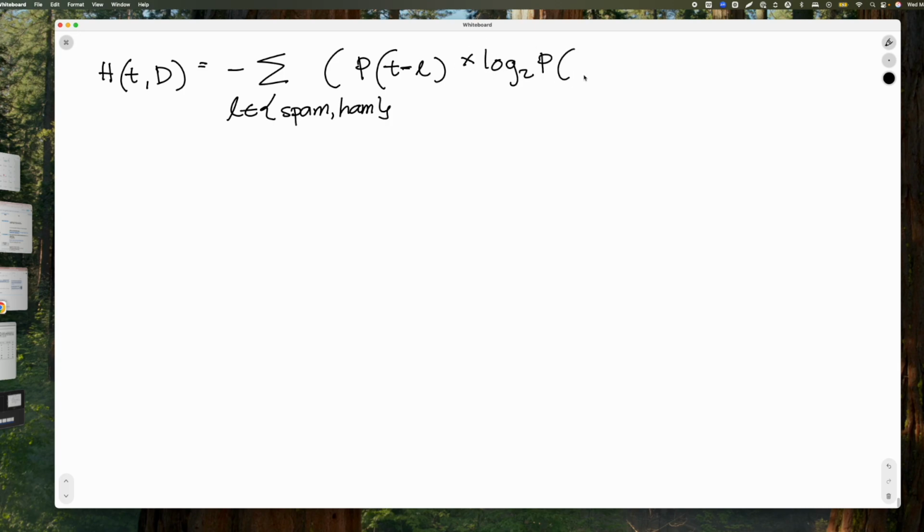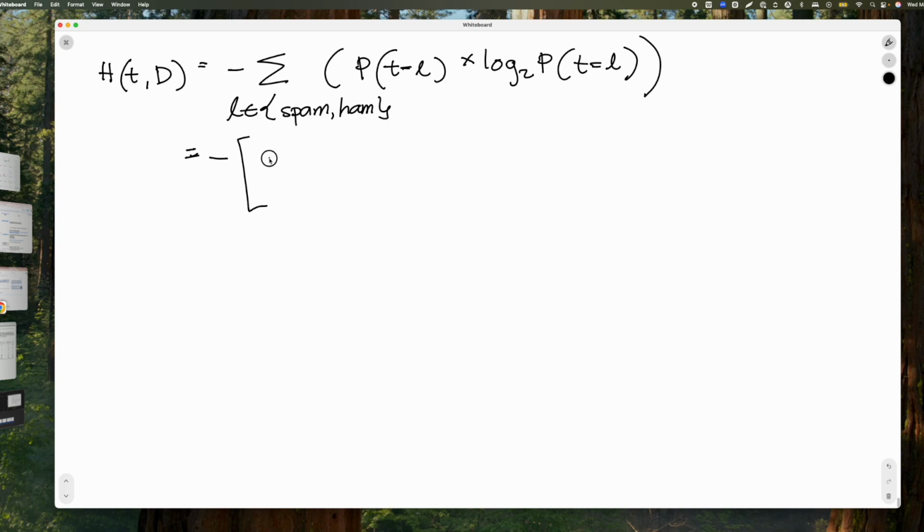To solve for the entropy, we know that it's H(t) such as in dataset equal to negative summation, such as l is an element of either spam or ham, probability of t equals l times log of base 2 probability of t equals l. And that's the entropy. Now, what we need to do is get the summation of this.